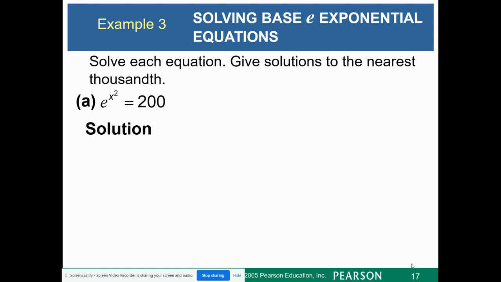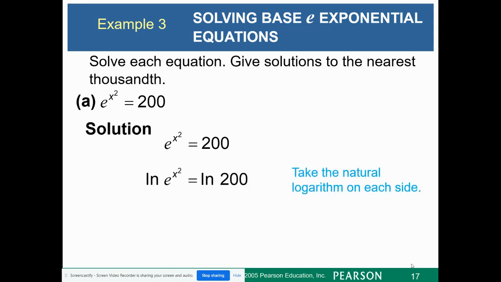We have e to the x squared for our exponent equals 200. There are no logarithms here. So I'll use the property that says x equals y if and only if the log of x equals the log of y. We can use any log we want. We could use the log base 10. However, it's advantageous to use the natural log because our bases are the same.